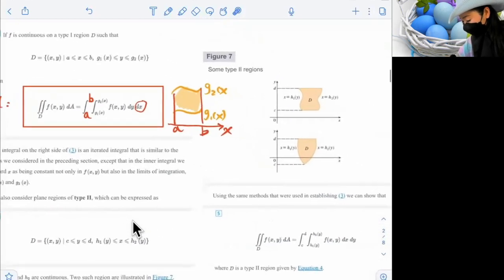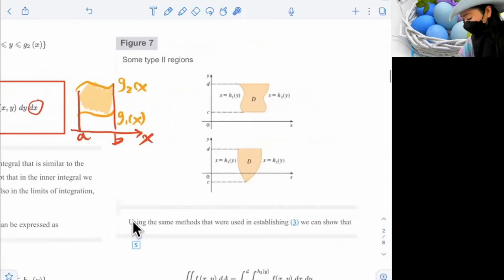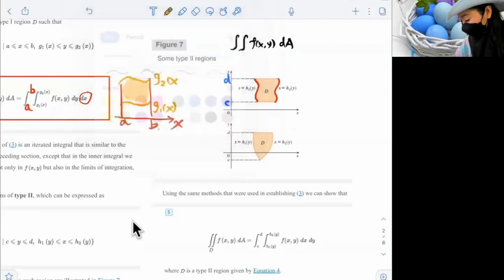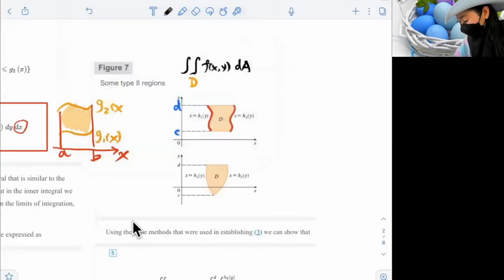Similarly, what do you think about for type 2? Suppose you have a region like this. This is a type 2 region. The y here is bounded by two constants, c and d. Then you have this region over here, bounded on the left by this curve and on the right by this curve. Let's try to think about what that double integral will be. The double integral of the function over this region D is equal to what?